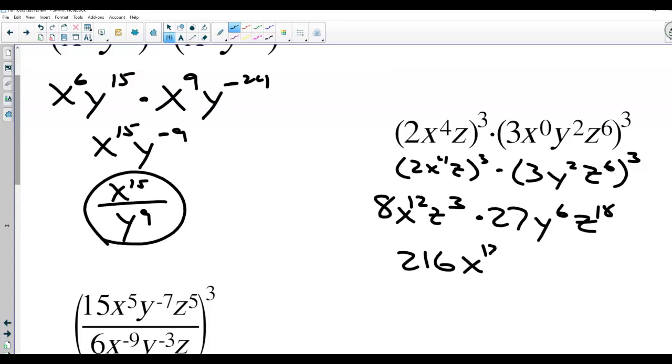x to the 12th, nothing to combine with x. y to the 6th, nothing to combine with y. But z cubed, z to the 18th, z to the 21st.